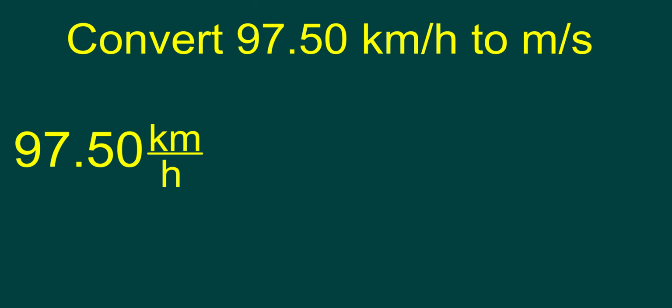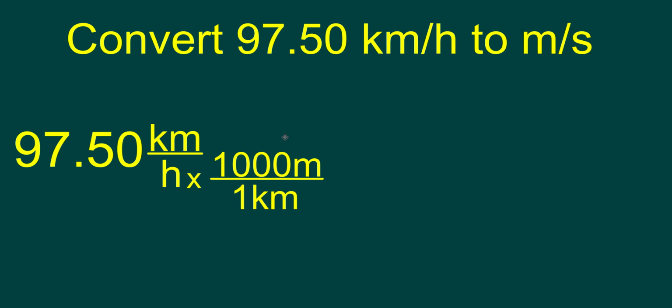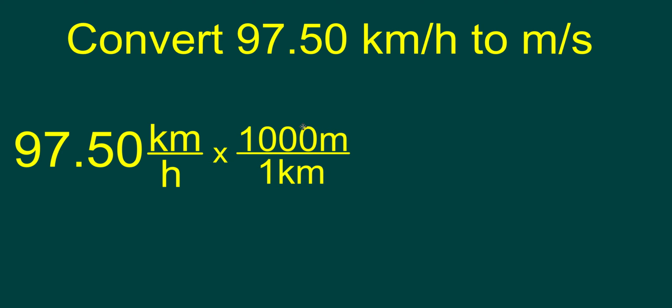So we've done a conversion like this in the past. We want to take kilometers an hour and convert it into meters per second. So I've got 97.50 kilometers an hour. First step is we're going to bring in this ratio of 1,000 meters over 1 kilometer.